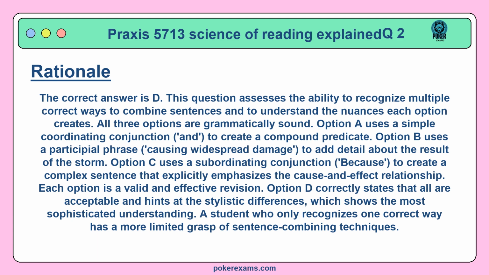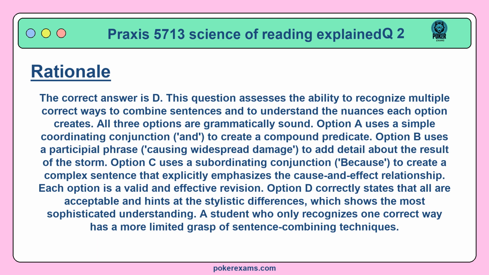Option A uses a simple coordinating conjunction, and, to create a compound predicate. Option B uses a participial phrase, causing widespread damage, to add detail about the result of the storm. Option C uses a subordinating conjunction, because, to create a complex sentence that explicitly emphasizes the cause and effect relationship. Each option is a valid and effective revision.